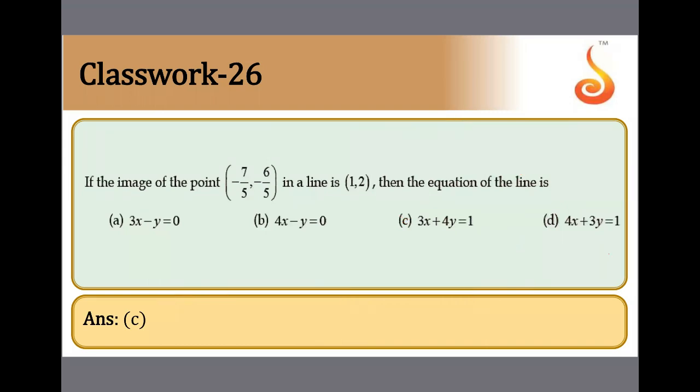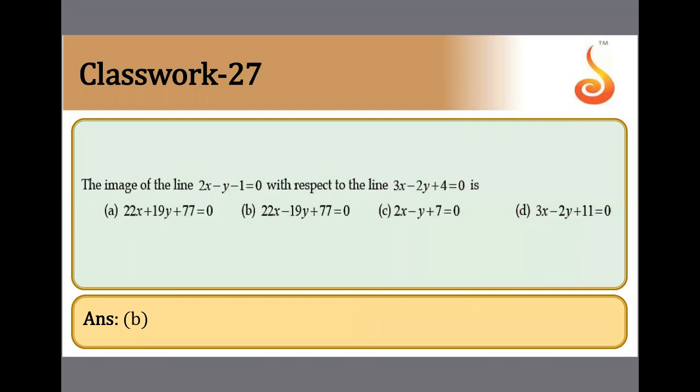Okay. Next one. Question 27: image of this line with respect to this line. This line is given to you as 2x minus y minus 1 equal to 0. This is 3x minus 2y plus 4 equal to 0. This is the image line. So this is alpha, and this is also alpha. Correct? We calculate this angle. This slope is m. We will calculate the point of intersection.